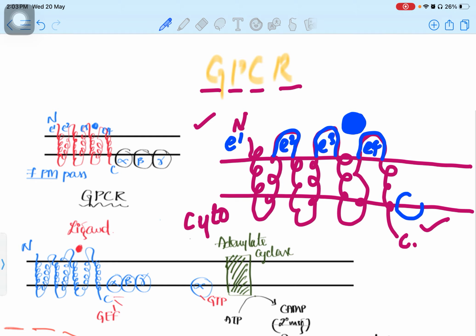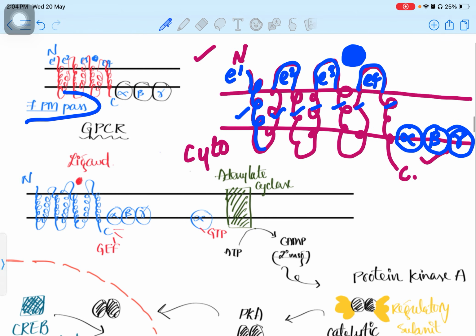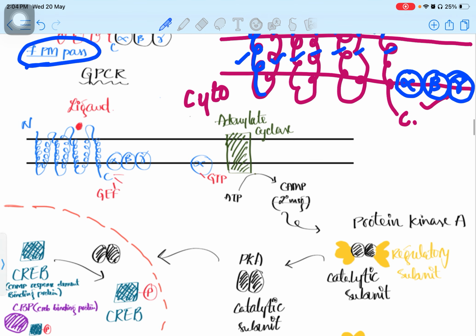We also need to know that the receptor has three subunits beside it. There you can see alpha, beta and gamma, three subunits are present, and these subunits are responsible for the activation process in the GPCR. We must also know that this GPCR crosses the plasma membrane at least 7 times. Here you can see 1, 2, 3, 4, 5, 6, 7. It crosses the plasma membrane 7 times.